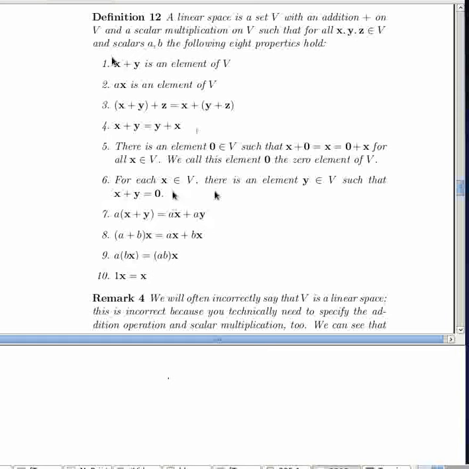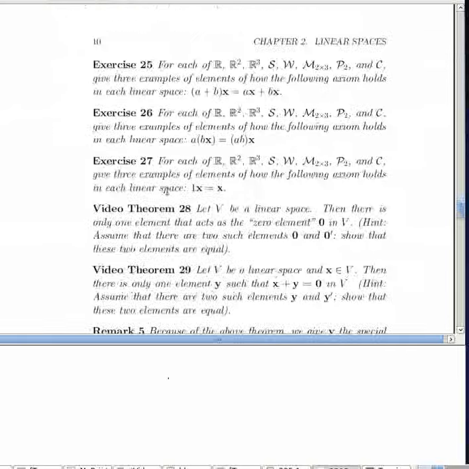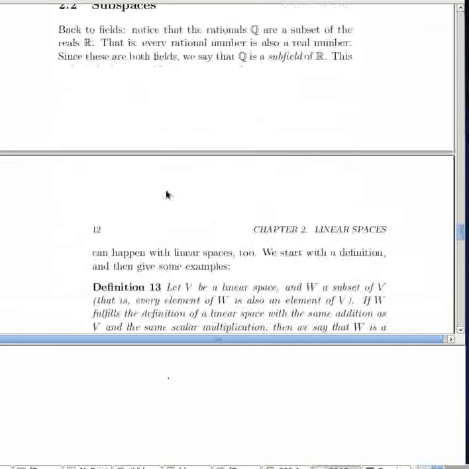The only thing that we have is we don't have 6 yet. I need to show you 6. So 1, 2, and 5 are by assumption. 3, 4, 7, 8, 9, 10 are all true of any subset, not just ones that are closed under addition, scalar multiplication, and contain the 0 element. So I only need to show you additive inverses, but I can do that because we already proved it.